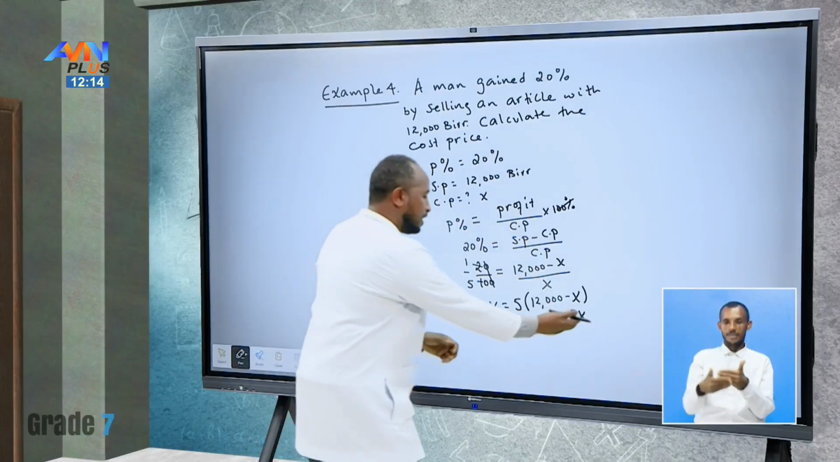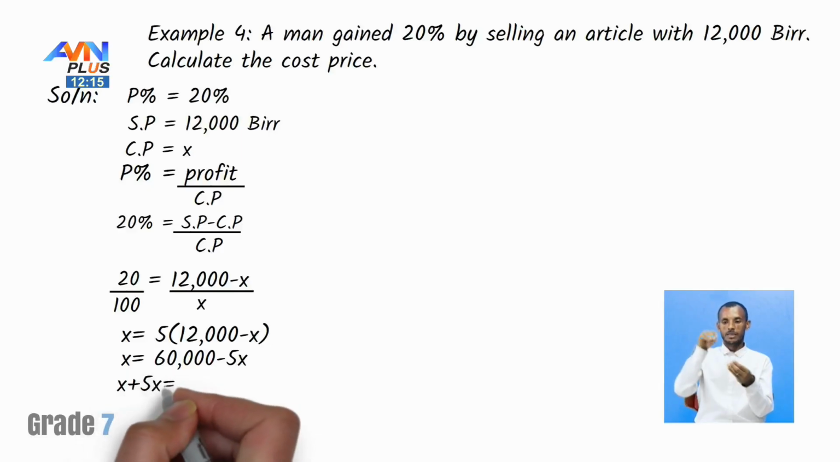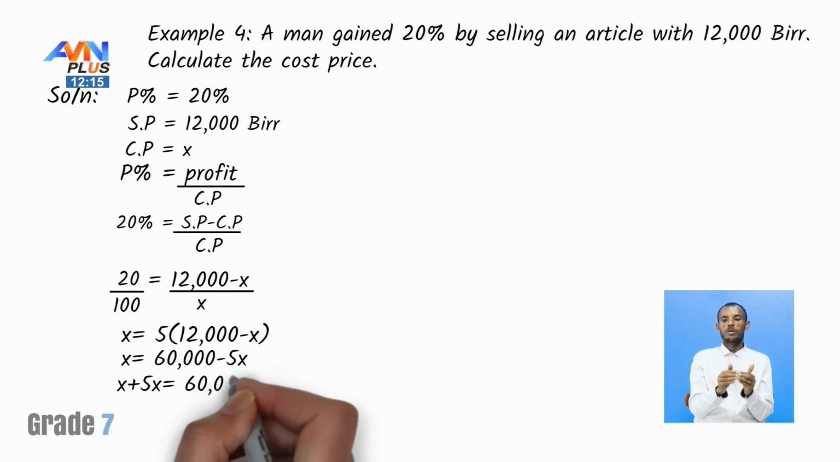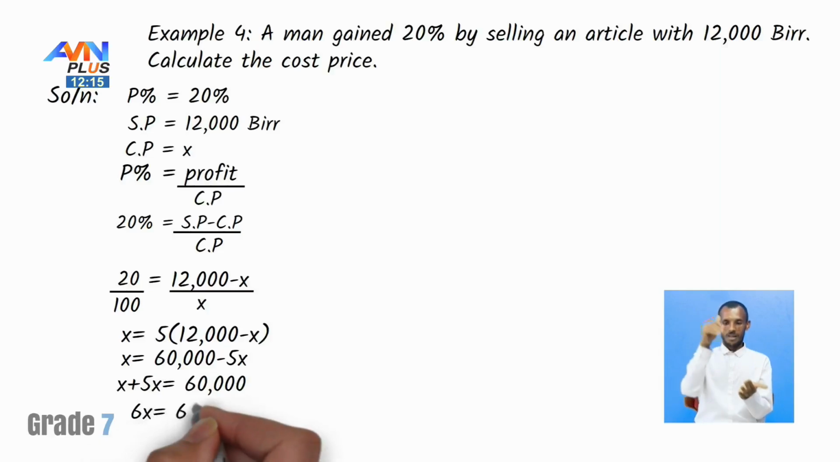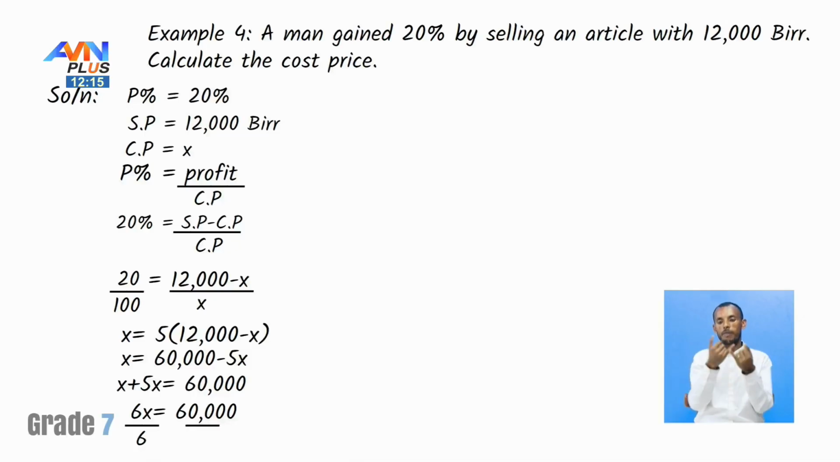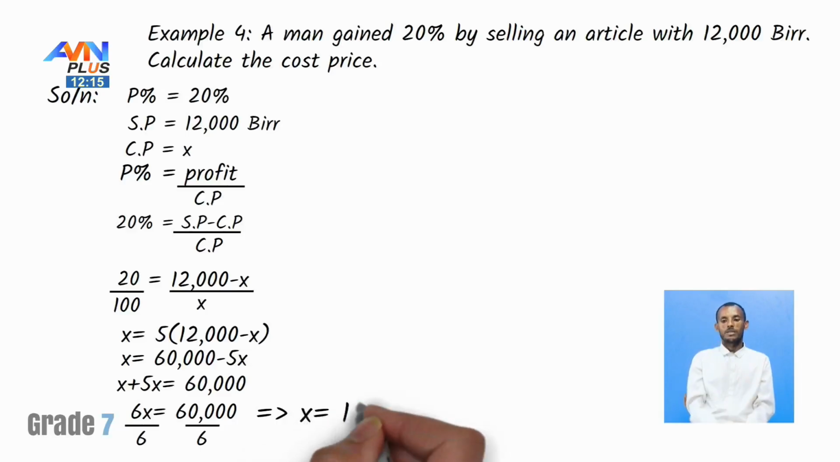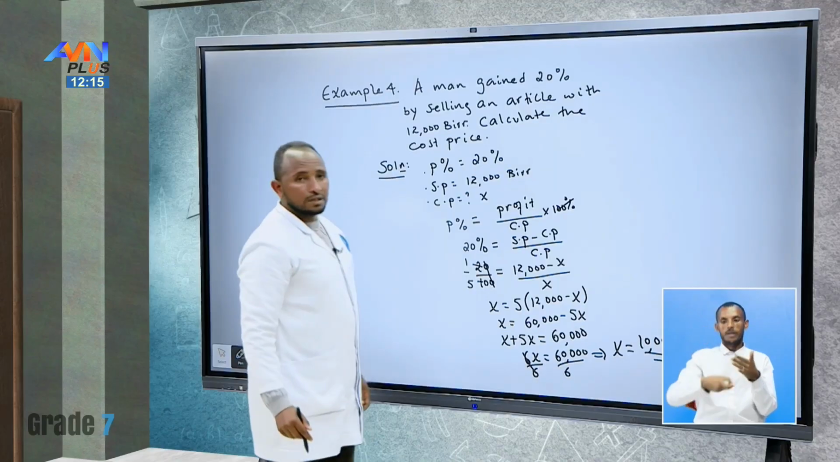And then take 5X to this side. You'll have X plus 5X is equal to 60,000. And then you have 6X is equal to 60,000, and divide both sides by 6. So this implies X is equal to 60 divided by 6, which is 10,000. This will be the final answer. So here the cost price is 10,000. That's it.